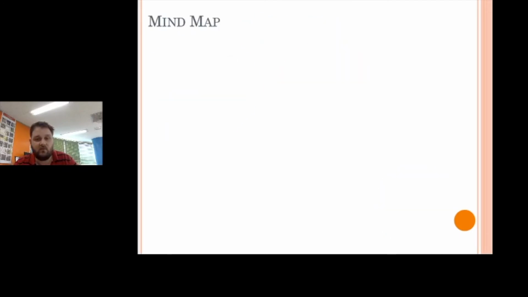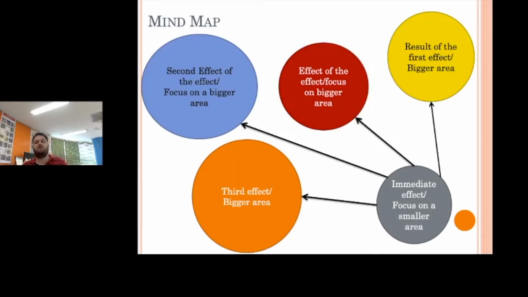So mind map, which you guys probably should be familiar with, just like brainstorming. So immediate effect, focus on a smaller area, result of the first effect in a bigger area, effects of the effect, focus on a bigger area, second effect, bigger area, third effect, bigger area. So yeah, if there are 3 possible effects, you can think of them and think of it on a bigger area.